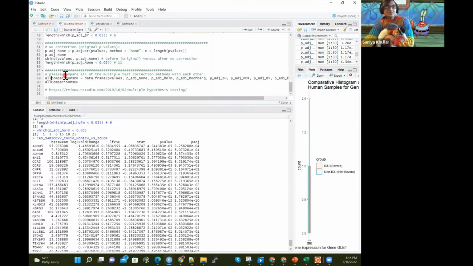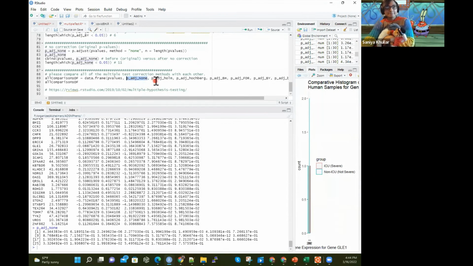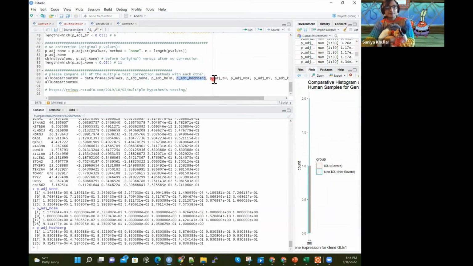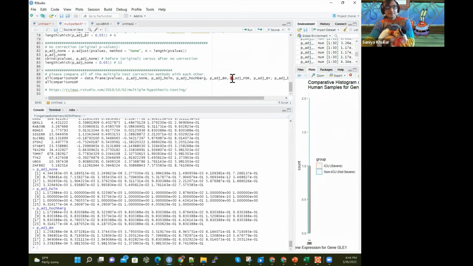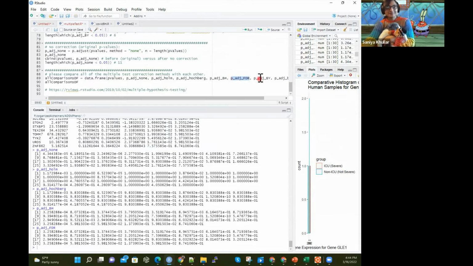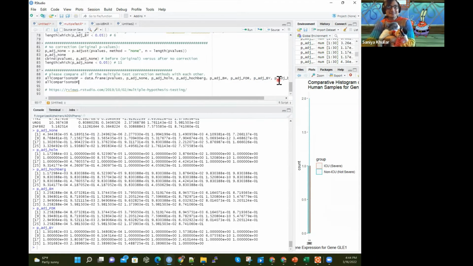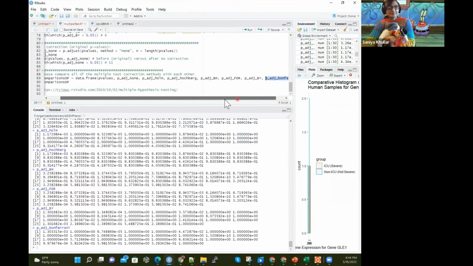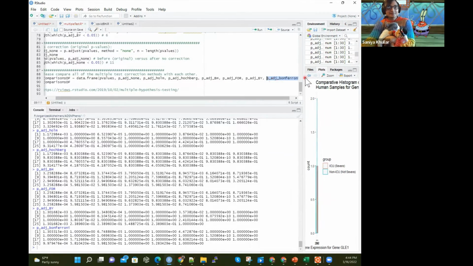So now if we just look at the all comparisons data frame here, I can just do a data.frame. I can have each of these vectors: the none, the Holm, Hochberg, BH, which is the same thing as FDR. I just want to hit that home. FDR, Benjamini and Yekutieli, Bonferroni. So I'm going to have it like this.